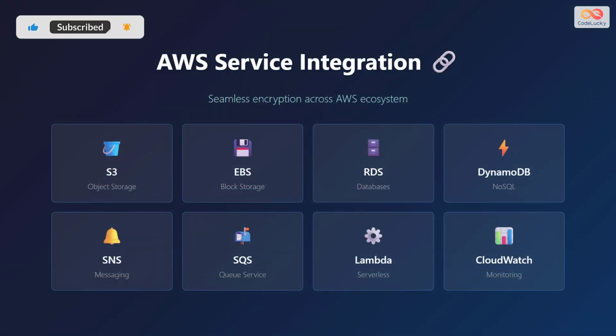KMS integrates seamlessly across the AWS ecosystem. It works with S3 for object storage encryption, EBS for block storage encryption, and RDS for database encryption. It also supports DynamoDB for NoSQL encryption, SNS for messaging, SQS for queue service encryption, Lambda for serverless function encryption, and CloudWatch for monitoring logs. This widespread integration means you can implement consistent encryption policies across your entire AWS infrastructure.